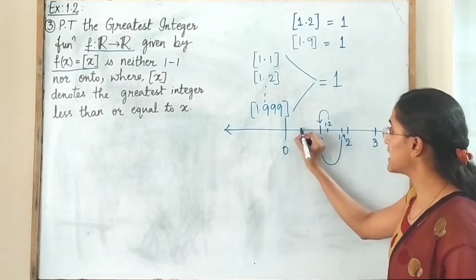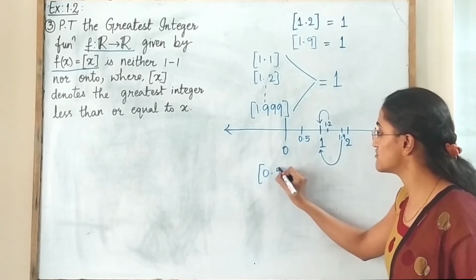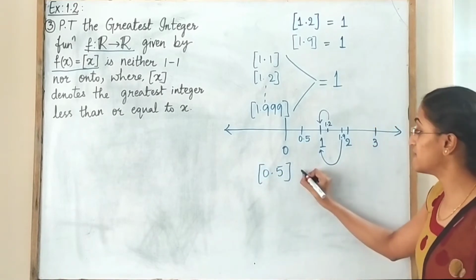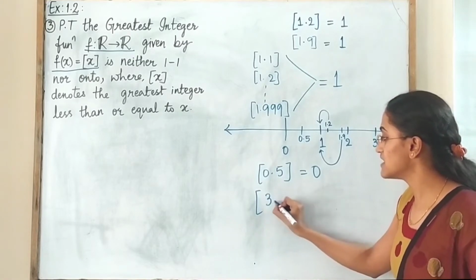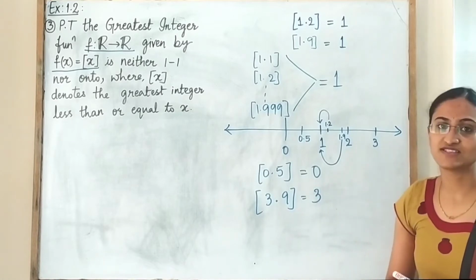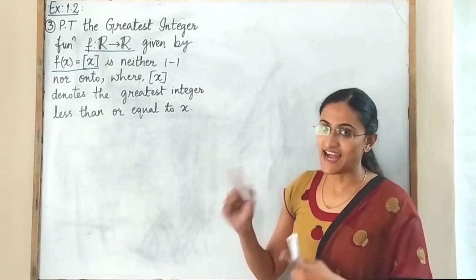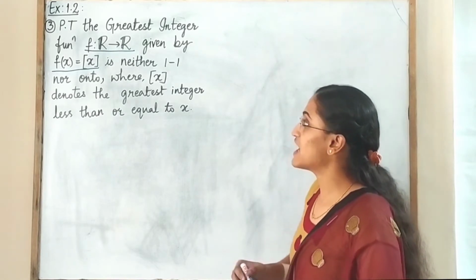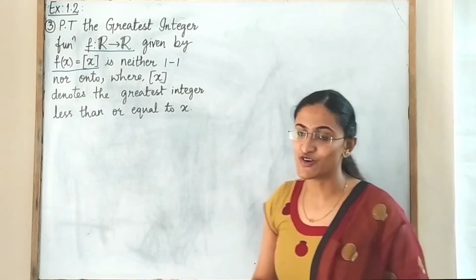Now, if I am writing 0.5, the greatest integer function of 0.5, the value of this will be 0. The greatest integer function of 3.9, the value will be 3. This is the concept of the greatest integer function. Now we shall solve the actual problem. We need to now prove that the greatest integer function is neither one-one nor onto.